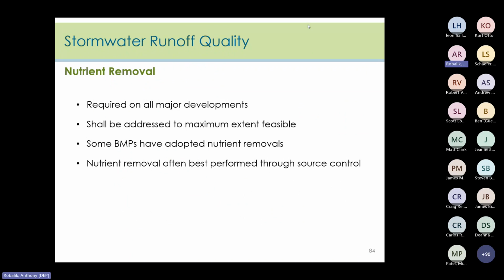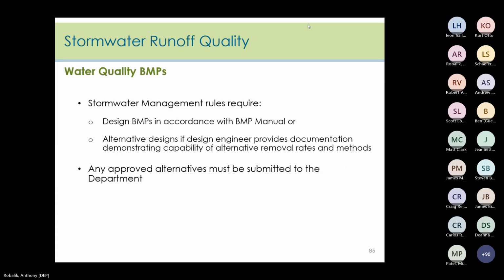So nutrient removal is required for all major developments. Some BMPs have nutrient removal capabilities, but the best way to handle nutrient removal is through source control. So as mentioned earlier, water quality BMPs must be designed in accordance with the BMP manual. Alternative designs may be used, but these designs must be submitted to the department for approval.